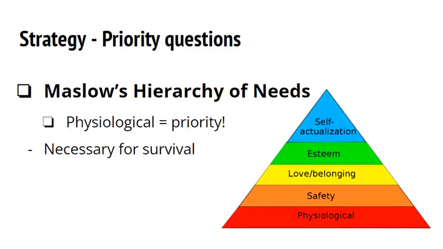Maslow, as I'm sure you can remember, has his hierarchy of needs. Those include physiological needs as the priority and the base of the triangle. Those are needs that are necessary for survival. You can't have anything above that unless those base needs are met. Those base needs include things like oxygen, nutrition, temperature, a place to live, rest, and sex.